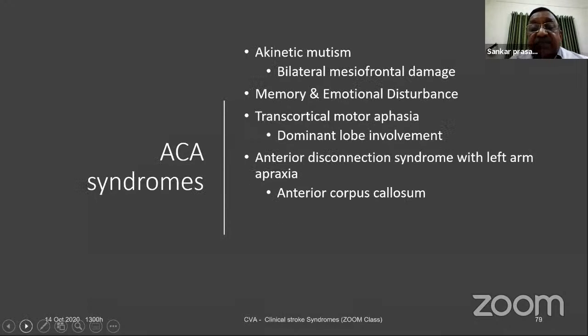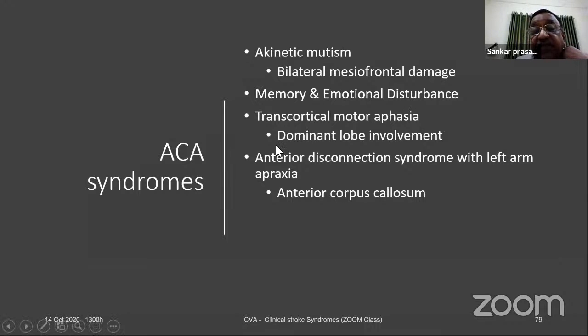And as I said, if it is the medial aspect, you get bilateral mesofrontal damage, akinetic mutism. We learned three aspects: disorganized behavior, akinetic mute behavior, disinhibited behavior. Disorganized is dorsolateral, medial is akinetic mute, and basal is disinhibited. There will be memory and emotional disturbances, and transcortical motor aphasia, where you have preserved repetition. In aphasia testing, repetition is a very important test.